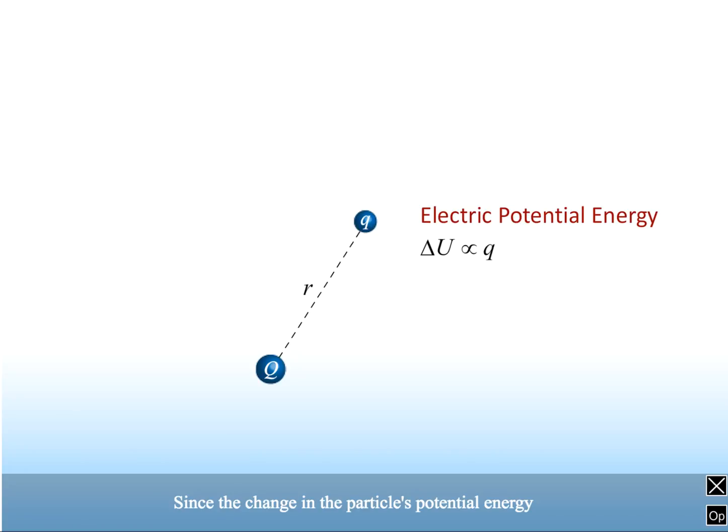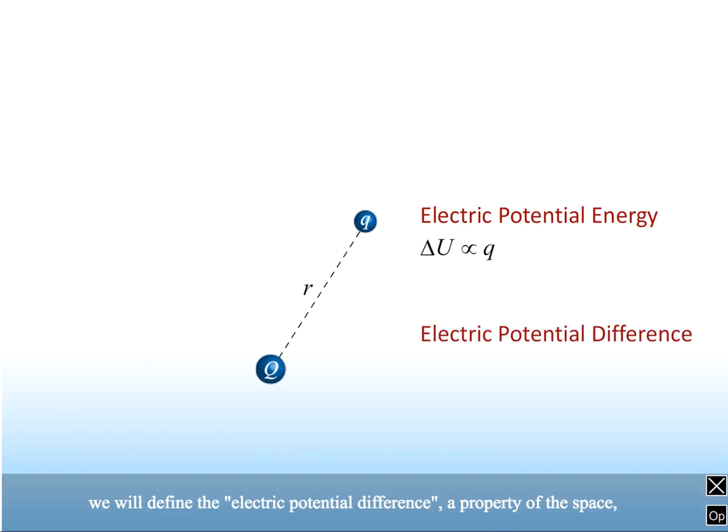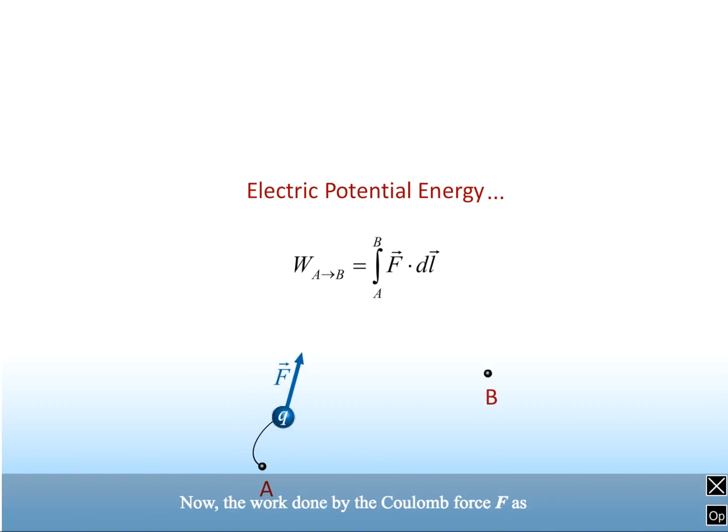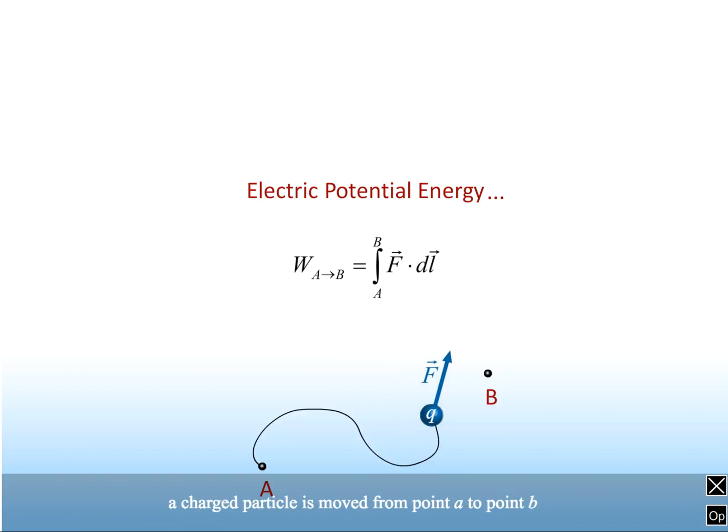Since the change in the particle's potential energy is proportional to its charge, we will define the electric potential difference, a property of the space, as the change in electric potential energy per unit charge. We start from the definition of the electric potential energy in terms of the work done by the Coulomb force. Now, the work done by the Coulomb force F as a charged particle is moved from point A to B is equal to the integral of F dot dl from A to B.